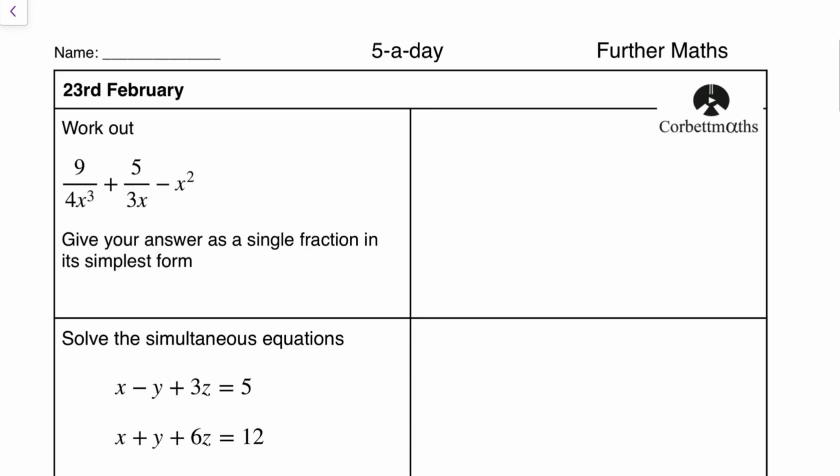Let's go straight into the first question, which looks like, oh actually no, I thought it was going to be a solve. It's not, it's just a single fraction. So what it wants me to do here is have a common denominator. Now I've got 4x cubed, 3x, and well, it's over 1, isn't it? There's a hidden over 1 there. So I'm going to make my common denominator. I'm going to do this all in one go.